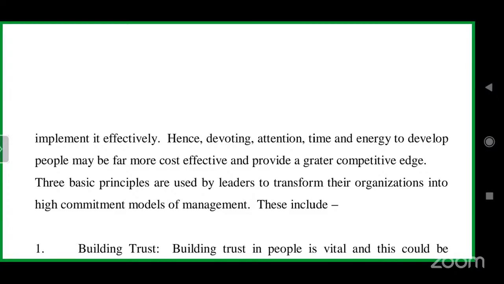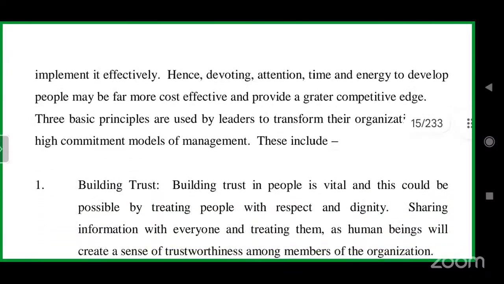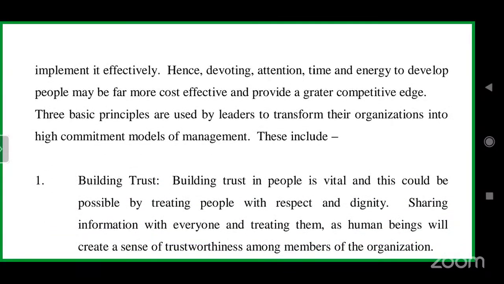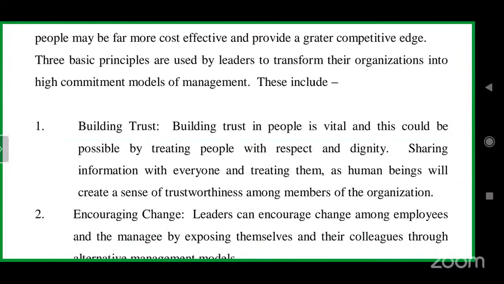These are the three basic principles used by leaders to transform their organizations into high commitment models of management. These include building trust. Building trust in people is vital, and this is possible by treating people with respect and dignity. In the first flowchart of our lecture, we have seen the input variables, the processing and the output. The processing has people. So there should be an integration or building trust with the people, either the employees, managees or the managers. There should be a unity between all these people. Then only we can achieve a good performance.